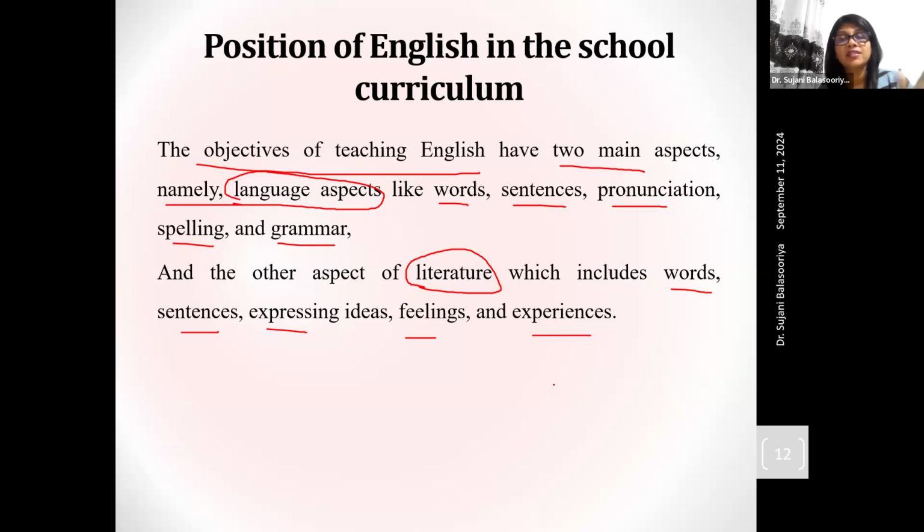How to express your feelings, for example, using the English language. How to express your ideas, how to express your experiences using the English language. That means the use of the language in composition, and this expression can be oral expression or written expression.